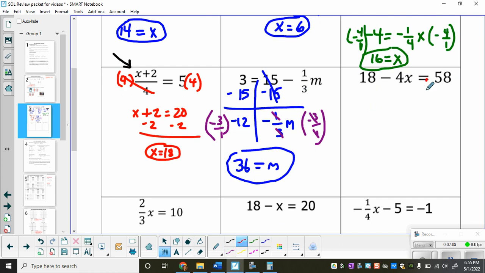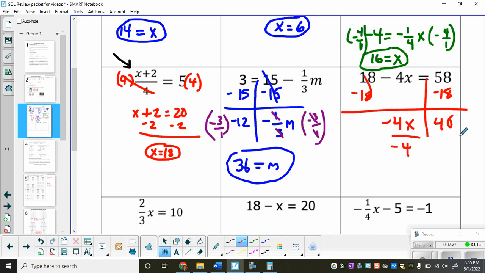All right, for this one right here, we have 18 minus 4x equals 58. So we're going to start here by subtracting 18 on both sides. We cancel out and we bring down this negative 4x. And 58 minus 18 is 40. Now we're going to just divide both sides by negative 4. And here, a positive divided by a negative gives us a negative 10 for this answer.